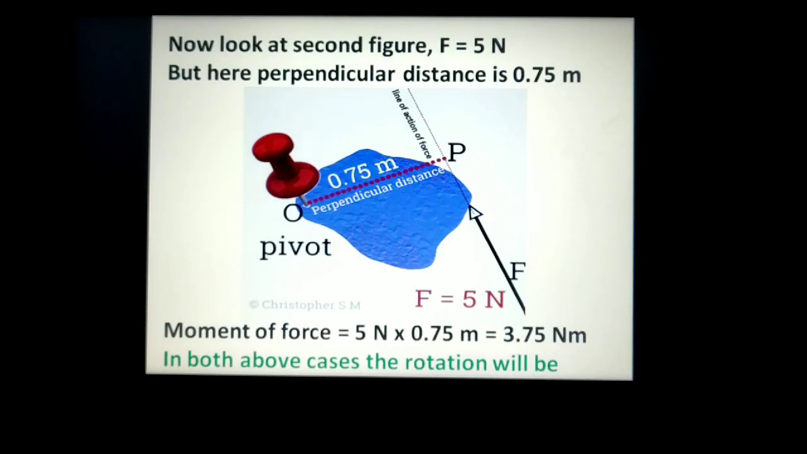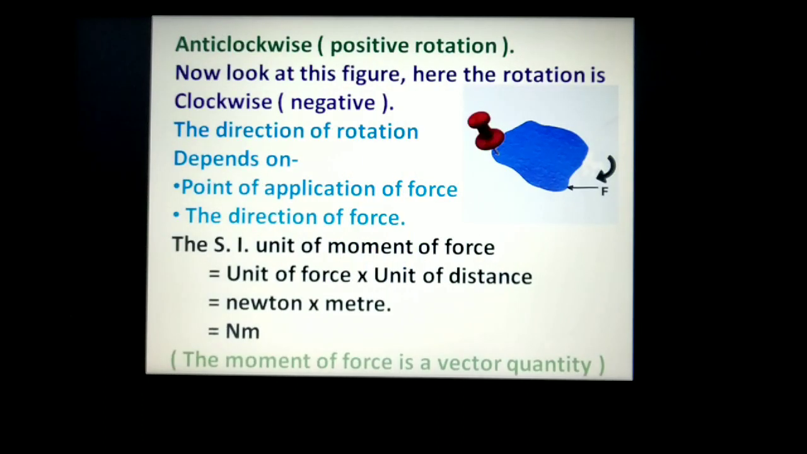Now look at the second figure. Here again the force is 5 Newton, but now the perpendicular distance is 0.75 meter. As you can see, the direction of force applied has changed a little and the perpendicular distance has therefore changed. So the moment of force is 5 Newton into 0.75 meter, that is 3.75 Newton meter. In both above cases the rotation will be anti-clockwise, that is called positive rotation.